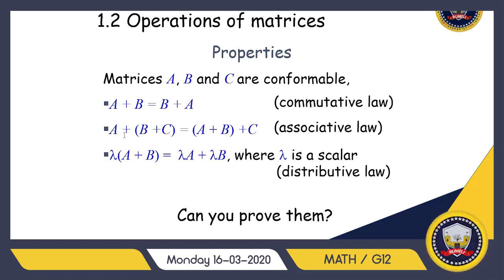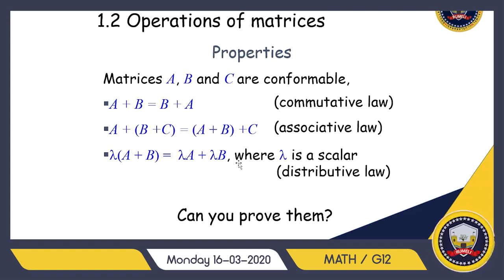The second property of this operation is the associative property. If we have three matrices and we want to add them, you can choose any two of them. So in this case, we chose B plus C, or we can choose A plus B. And in either case, you will get the same answer.